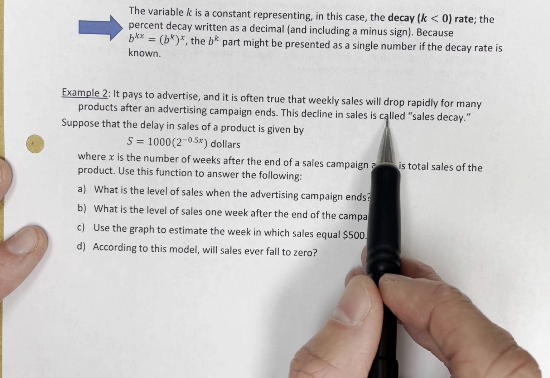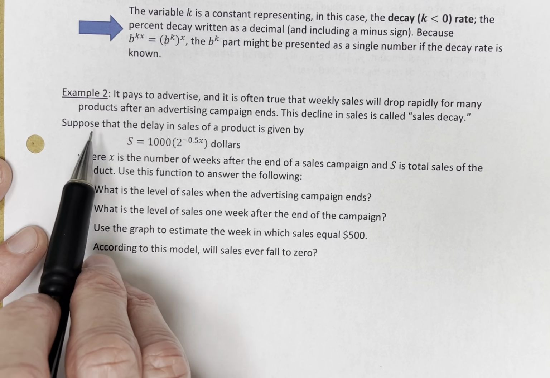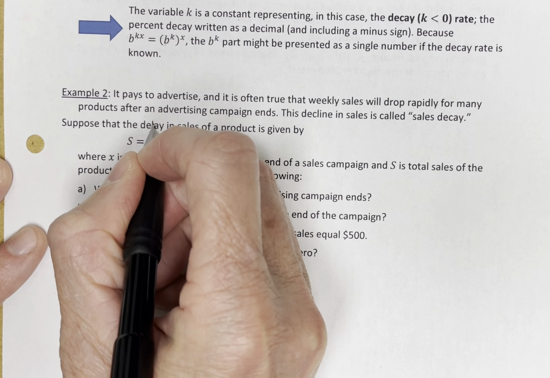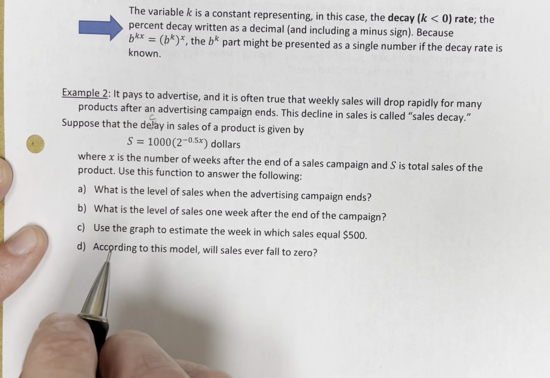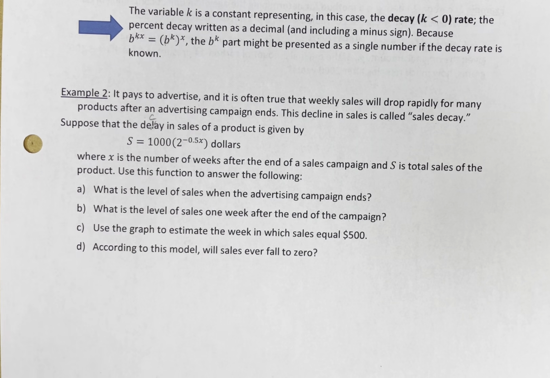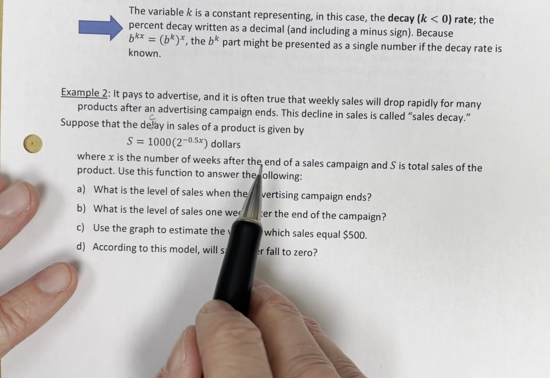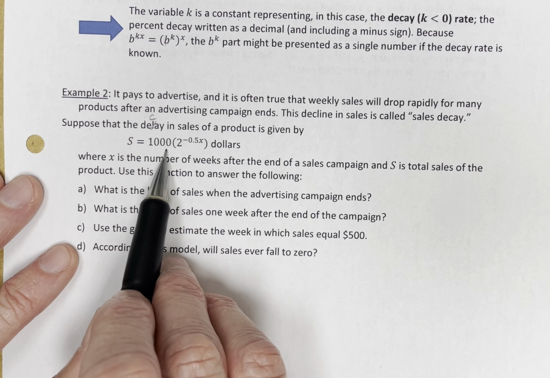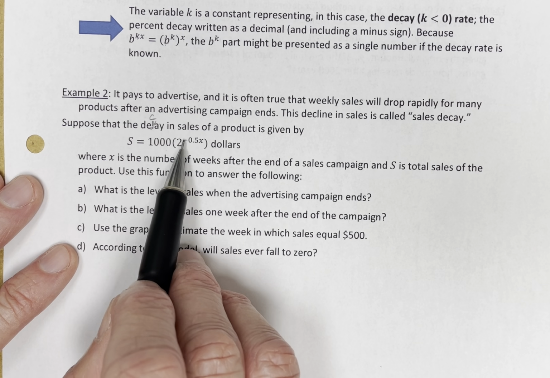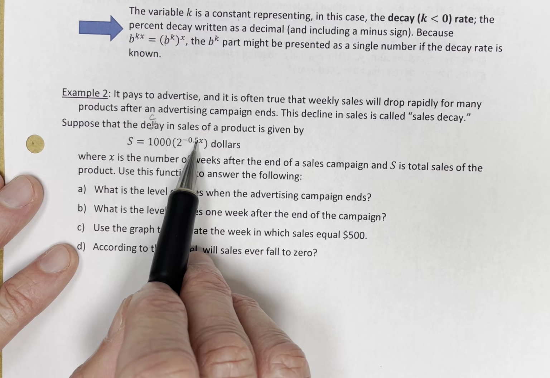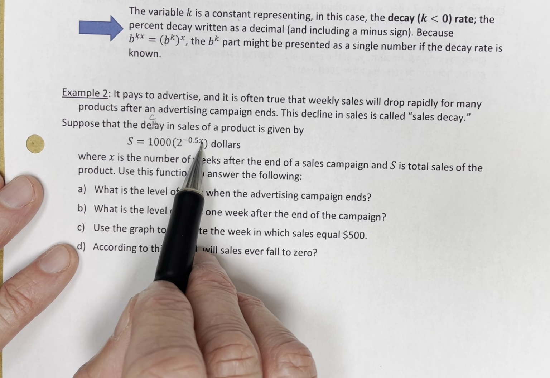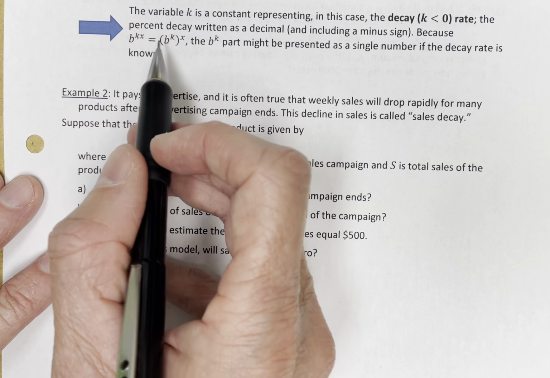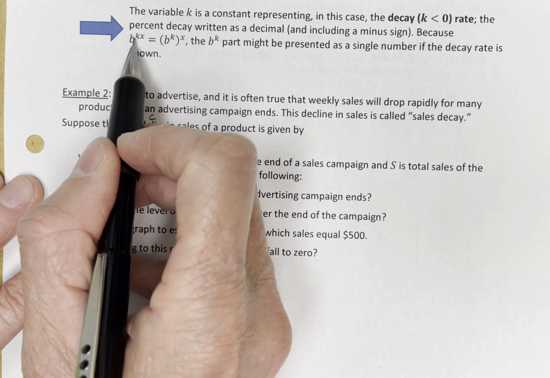So this decline in sales is called sales decay. Suppose that the decay in sales of a product is given by sales equals 1,000 times 2 raised to the negative 0.5x dollars. Now notice here, this is an example where I have it here.